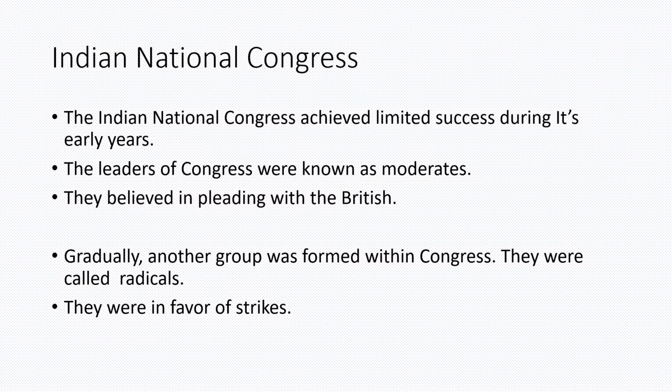Gradually, their group grew, and another group was formed within Congress. They were called radicals. They wanted to oppose the British strongly, in favor of strikes and boycotts. There were three popular leaders of the radical group: Lala Lajpat Rai, Bal Gangadhar Tilak, and Bipin Chandra Pal. They were popularly known as Lal Bal Pal.